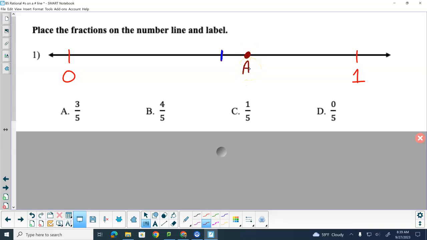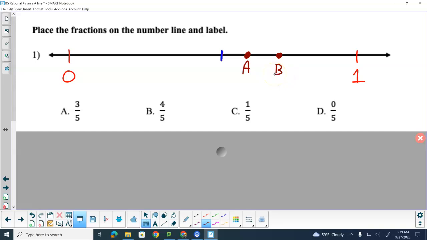Would be A. Now we can go off of A for B. Left or right of A? On the left side or on the right side? Right side? Why right side? Because it's bigger, right? Because 4 is bigger than 3. Yeah. We can go right over here for B.